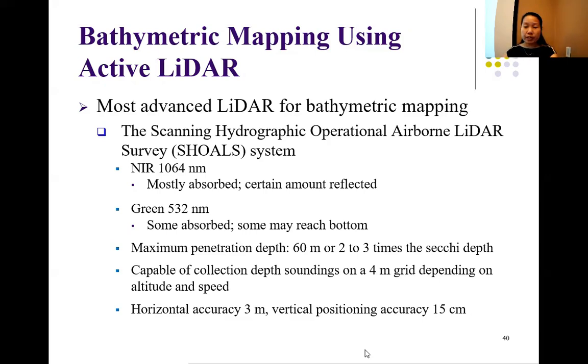Horizontal accuracy is around 3 meters. Vertical positioning accuracy is around 15 centimeters. So the vertical accuracy is quite typical for all the airborne LiDAR systems. Typically, the vertical accuracy is around 15 centimeters. Okay, but I'm a little surprised about the horizontal accuracy. That really depends on the LiDAR system on board and the GPS system on board.